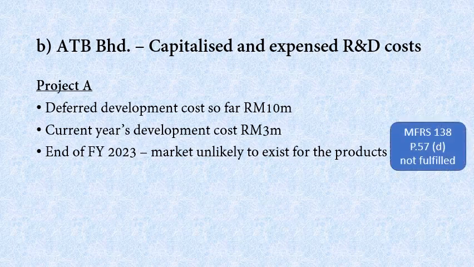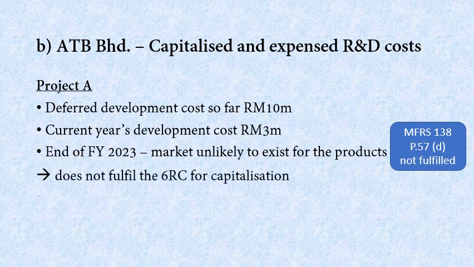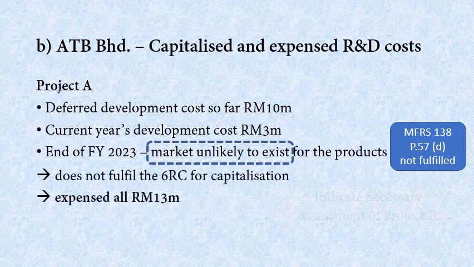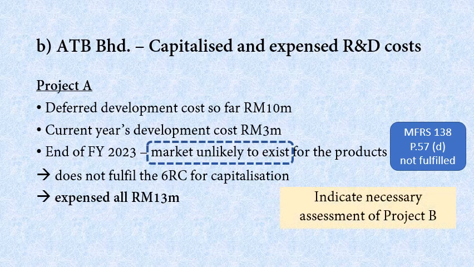So this can only mean that the project now could not fulfill at least one of the 6 recognition criteria, that is criteria D, the ability to generate future income. Well, if you do not have a market for your products, you cannot make sales, thus no income can be generated. So now that the project cannot be capitalized, all of the 13 million worth of accumulated research and development costs must be expensed.